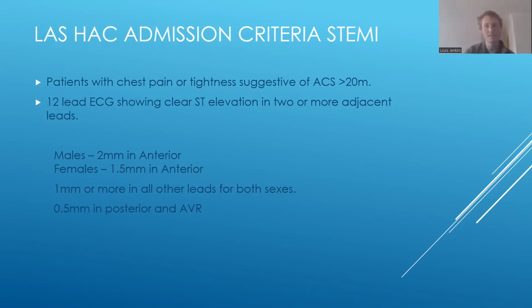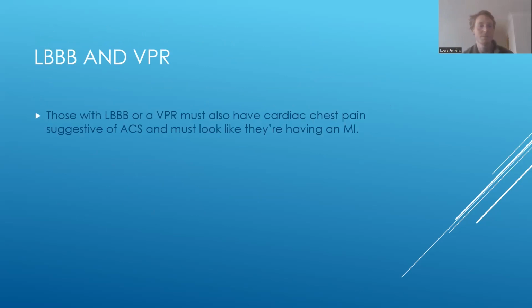And anyone who falls into this category can be diagnosed as having a STEMI if they've got that chest pain or tightness that's suggestive of ACS. Okay. So left bundle branch block and ventricular paced rhythms. The current circular that I could find reads that those with left bundle branch block or VPR must also look like they're having cardiac chest pain suggestive of ACS and look like they're having an MI.